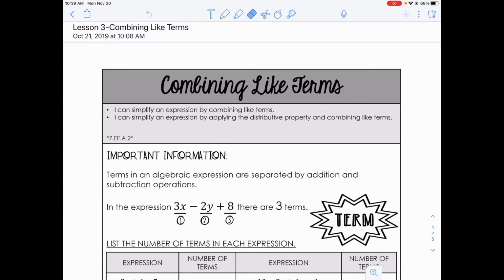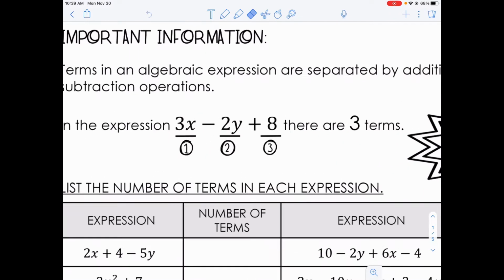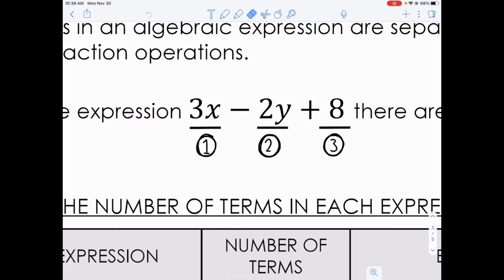Right, for lesson 3 in unit 3, we are going to do combining like terms. Terms in an algebraic expression are separated by addition and subtraction operations. In the expression 3x minus 2y plus 8, there are 3 terms. When we did the distributive property, we talked about this a little bit. We split the terms in the parentheses.